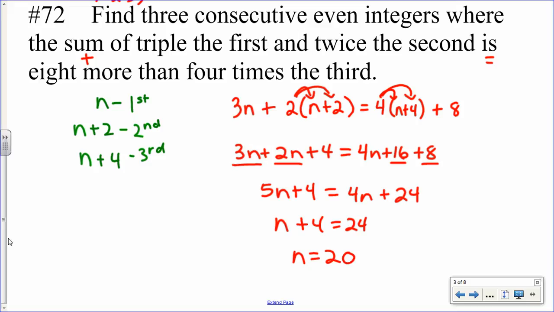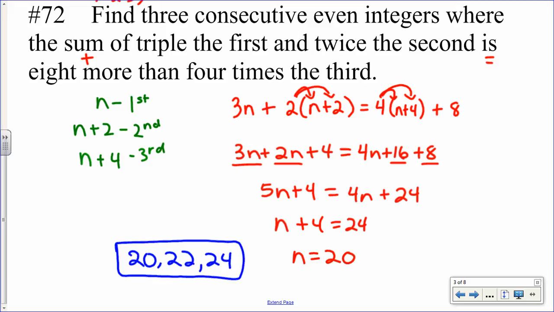Now once you've solved for your variable, make sure you answer the question. Find 3 consecutive even integers. So what are my consecutive even integers? N is 20. So then 22 and 24. Okay. Questions about that?